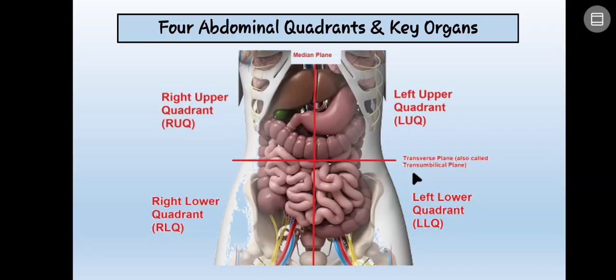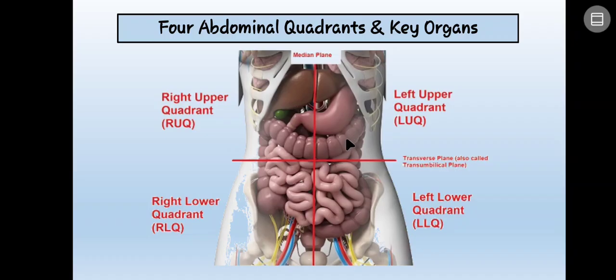Okay, good. So these planes will give us the four abdominal quadrants: the right upper quadrant, the left upper quadrant, the right lower quadrant, and then the left lower quadrant. So if you are asked in exams to list the four abdominal quadrants, these are they. Here is the right upper quadrant. The upper parts are the upper quadrants, so we have two upper quadrants, the right upper quadrant and the left upper quadrant. And we have two lower quadrants, the right lower quadrant and then the left lower quadrant.